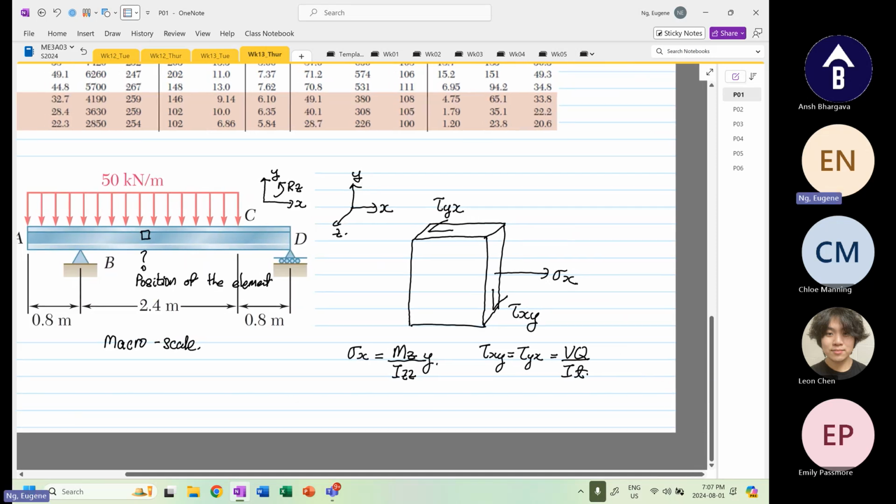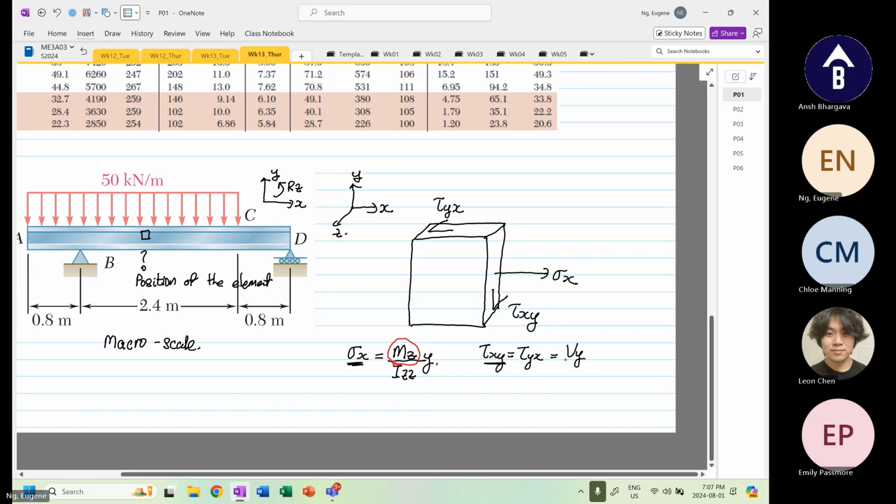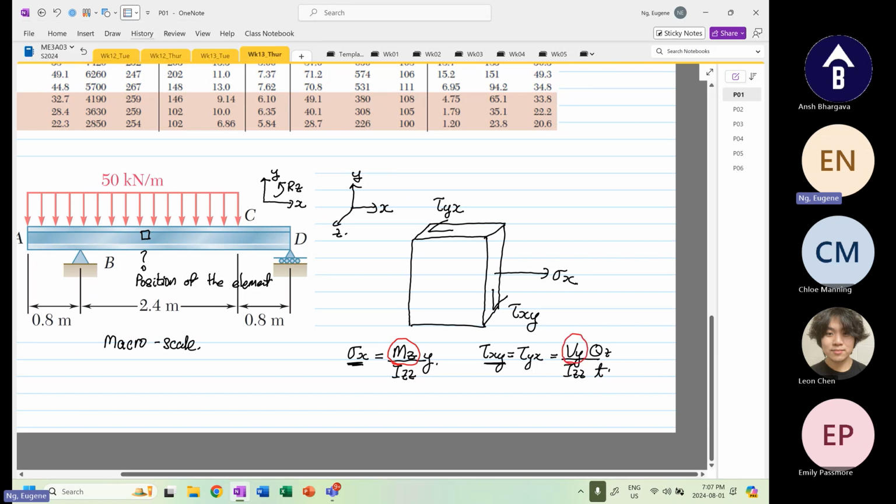So what will affect the stress X and the shear XY value are our moments. The moment is the one that is going to be critical, moment Z and our V. I do apologize, I have to change the formula because we know that this will be Vy over Izz, Qz over T. Then the next one is we need to find where Vy is.